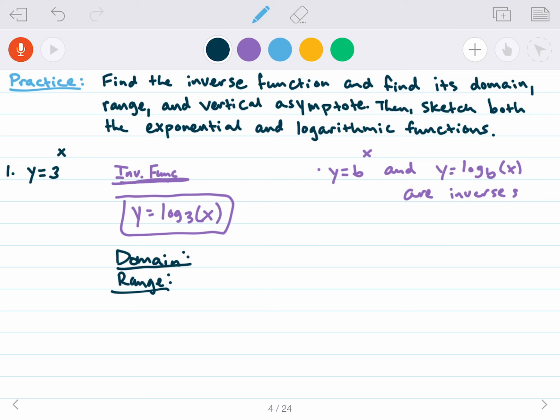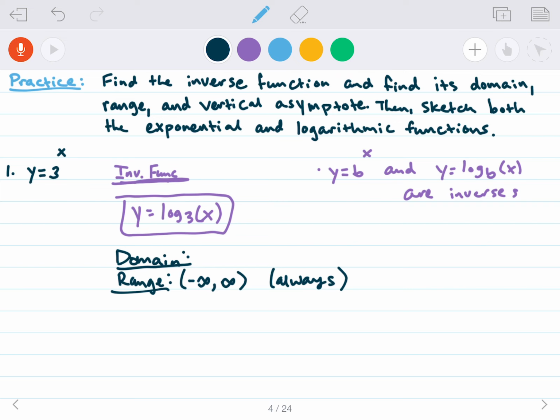Well, the range is easy. The range is always going to be all real numbers for any basic log function. Even if it's shifted up or down, the range is still going to be all real numbers, so negative infinity to positive infinity. This is always the case for now. All right. So the possible outputs of this function is the range.